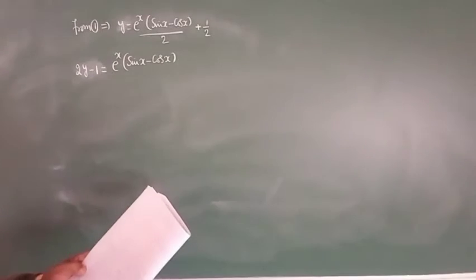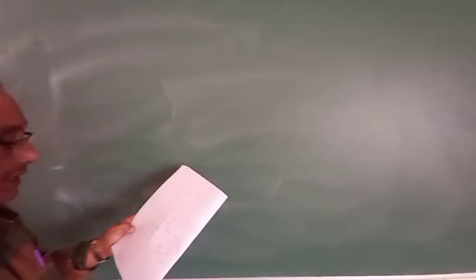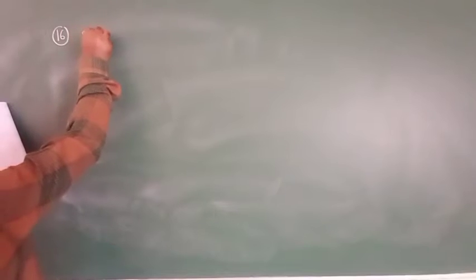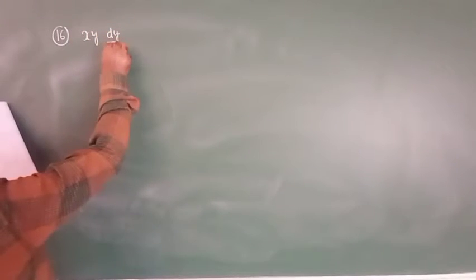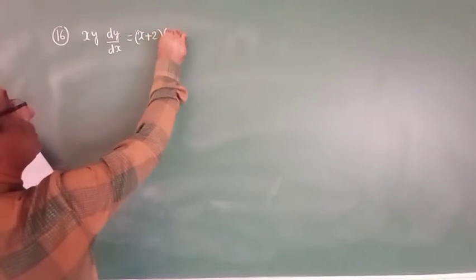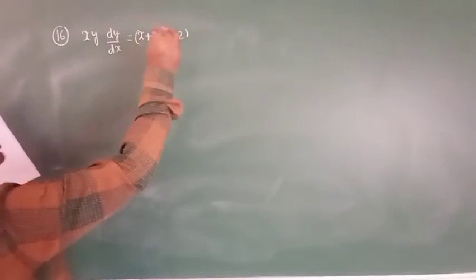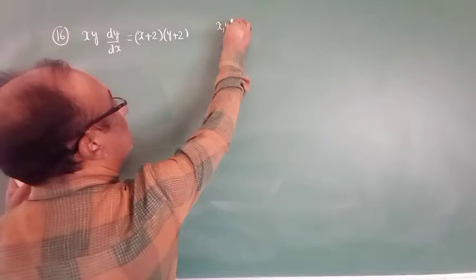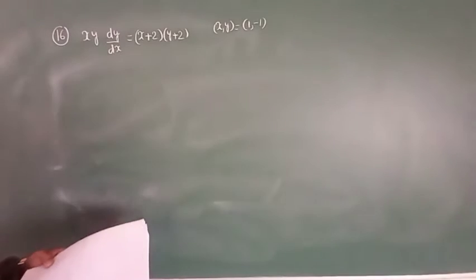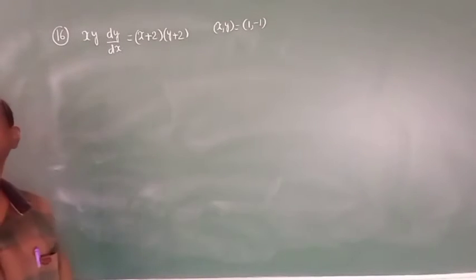For the differential equation, x y dy by dx is equal to x plus 2 into y plus 2. Find the solution of the curve passing through the point. 16th problem, see: x y into dy by dx is equal to x plus 2 into y plus 2. The point is given, passing through the point x comma y is 1 comma minus 1. Start with cross multiplication, exact derivative model, and work it out.